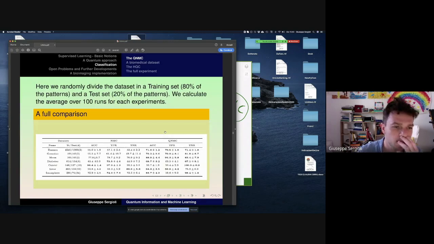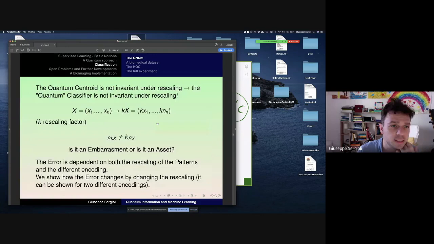I showed how it was possible to provide a kind of quantum version of the nearest mean classifier, based on the idea that the quantum centroid is completely different from the classical centroid. It is not a quantum translation of the classical centroid, but something that assumes its meaning only in the context of the quantum framework. So that is very important. Another thing that makes the quantum centroid completely different from the classical one is that it is not invariant under rescaling.